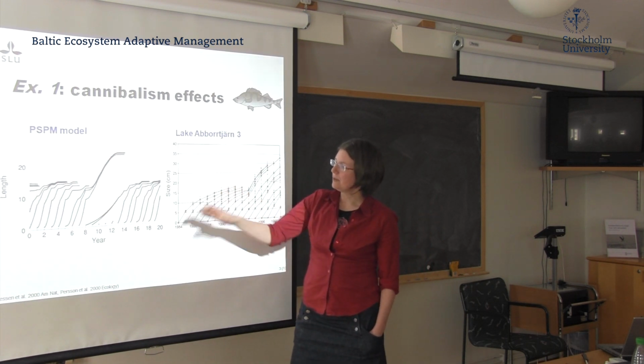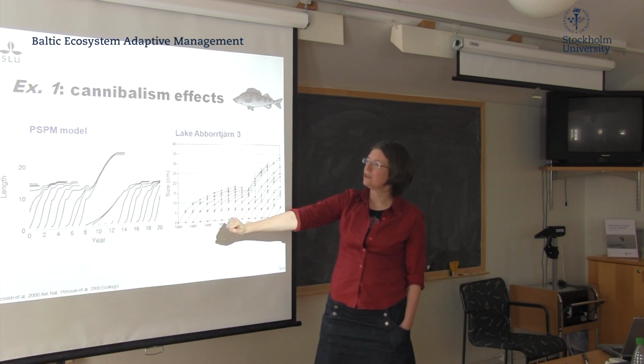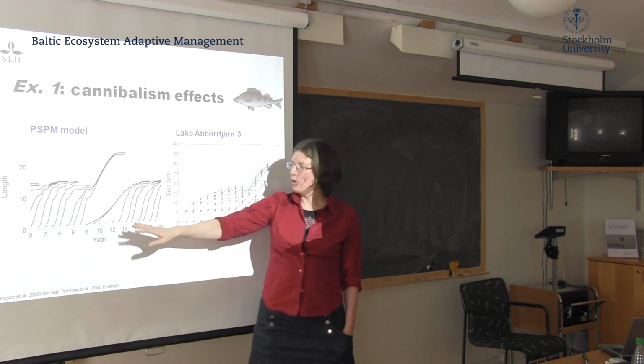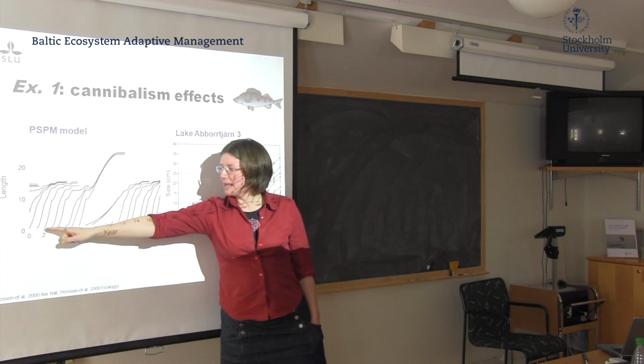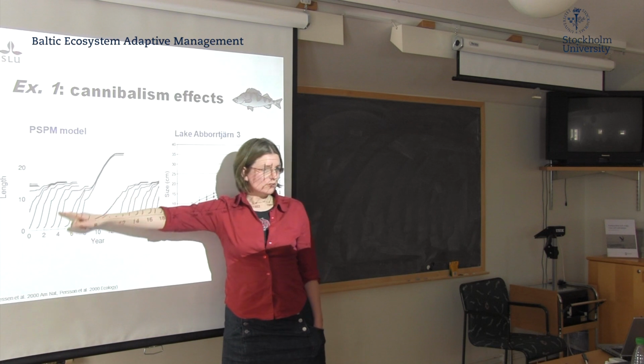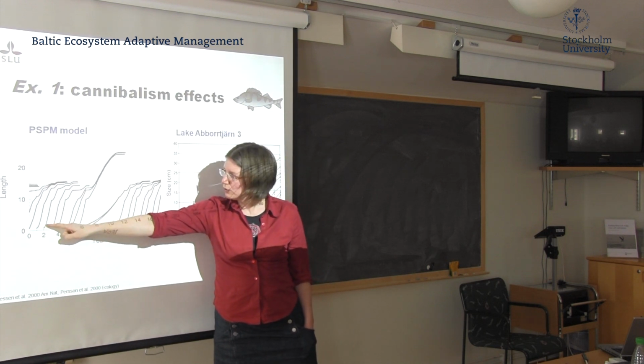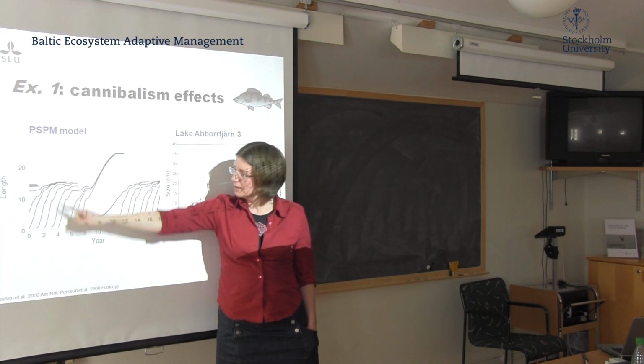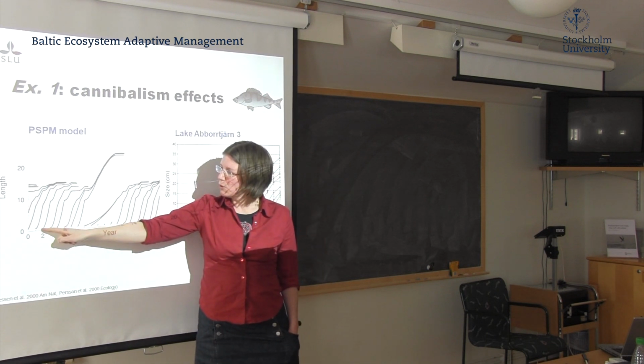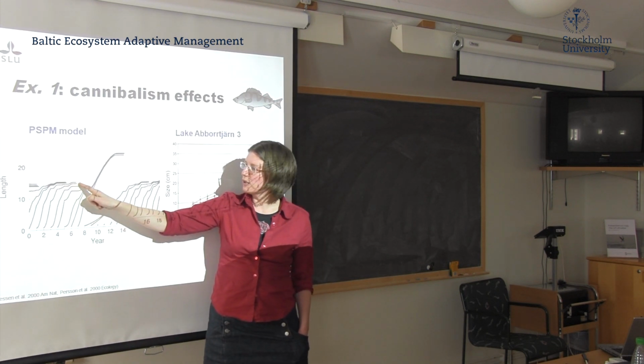So what David found in his study was that you could have this interesting pattern of alternating states with quite stunted individuals. So this is how an individual grows, or cohorts actually. This is time, and here a cohort is born, a year class is born, and this is how they grow in length.